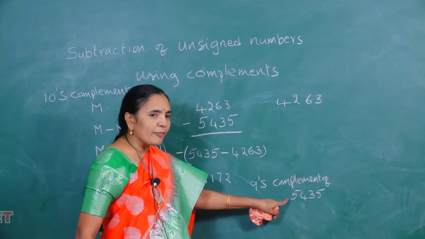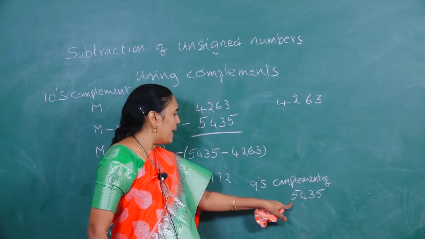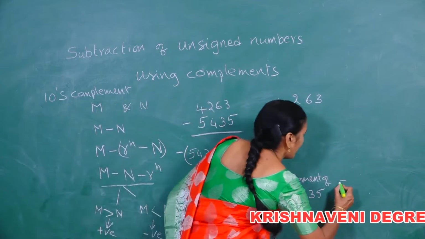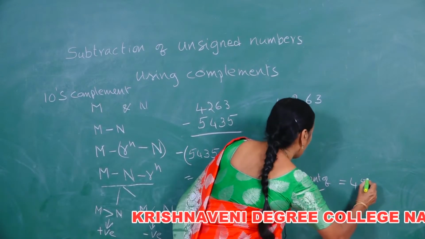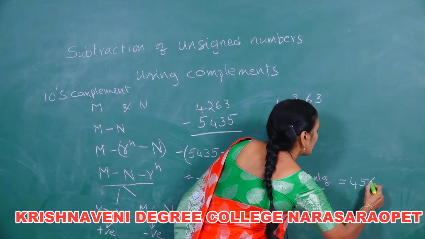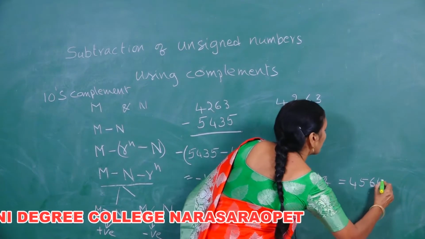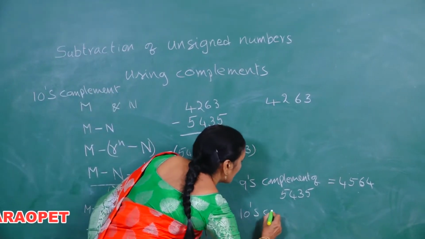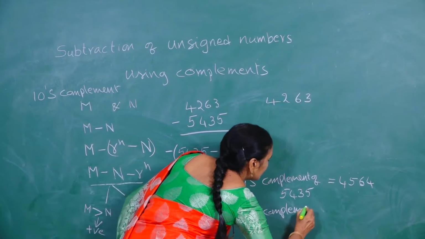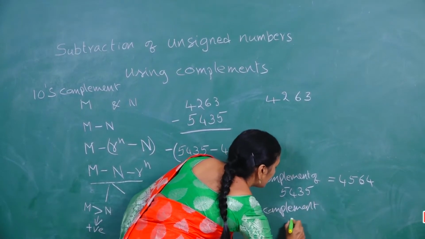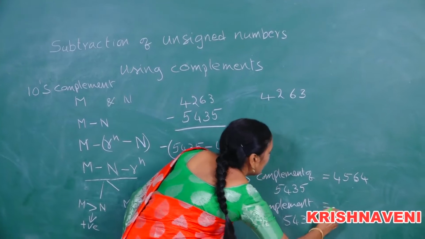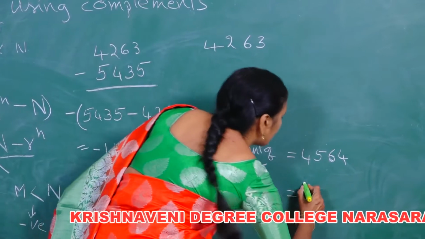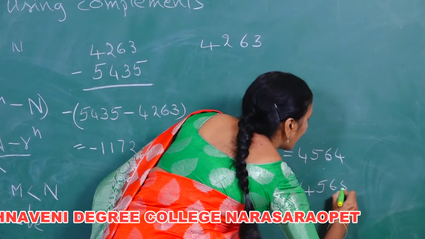So, 9's complement of a number is obtained by subtracting each digit from 9. 9 minus 5 is 4, 9 minus 4 is 5, 9 minus 3 is 6, 9 minus 5 is 4. This is the 9's complement. Then the 10's complement of this number is obtained by adding 1 to the 9's complement, which becomes 4565.